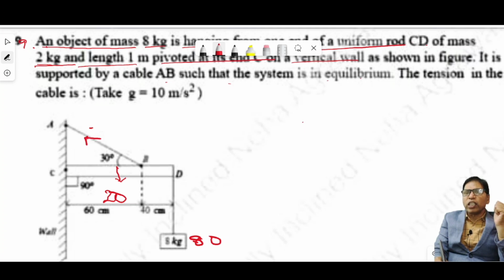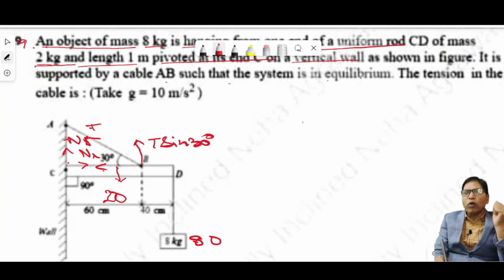This is equal to T. Now look at this, the component of this tension along this direction is T sin 30 degree. And along this direction, this is T cos 30 degree. And this is the normal reaction Nx, and this is the normal reaction Ny.